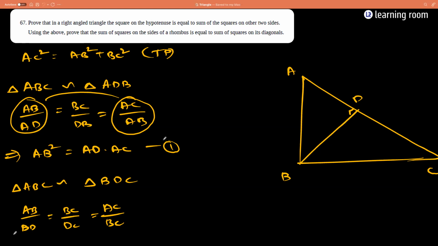Similarly, is there any place where I can get BC square? If I take BC by DC and AC by BC, so BC square is equal to AC into DC. This is 2.